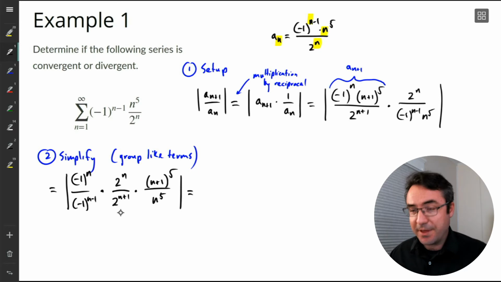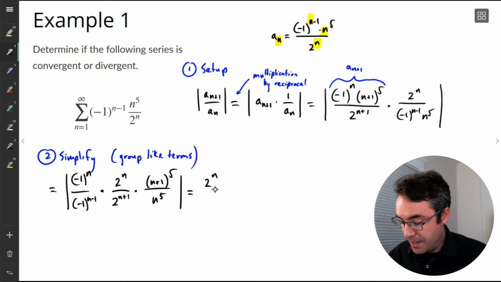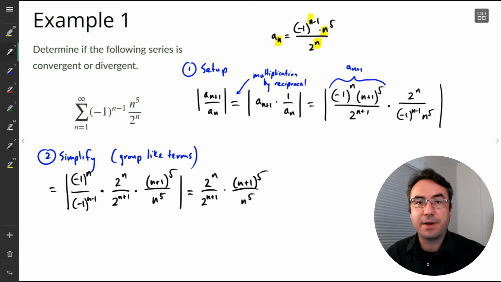And then if we look at everything else, it is positive here. Powers of 2 are positive. N is a positive number, so these n terms raised to the power 5 are positive. So once we cancel out these negatives, we can drop the absolute value sign. So we're left with 2 to the n over 2 to the n plus 1 times n plus 1 raised to the power 5 over n raised to the power 5. So a lot of nice simplifying there.